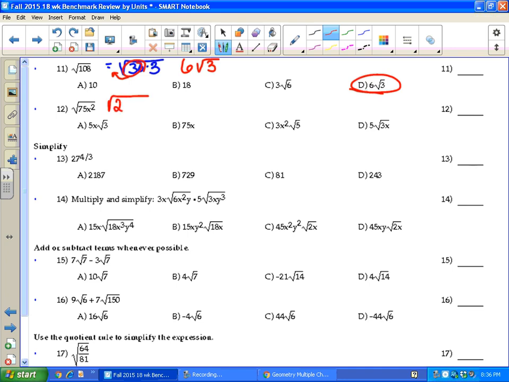All right, break down 75. 75 is 25 times 3. And for every 2 x's, bring 1 out. So guess what comes out? 5 comes out and 1 x comes out.